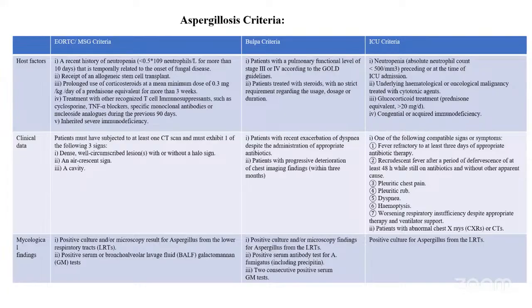In the AspICU criteria, host criteria include neutropenia, underlying hematological or oncological malignancies, steroid treatment, and congenital or acquired immunodeficiency. Clinical data include one of the following: fever refractory to at least 3 days of appropriate antibiotic therapy, recurrent fever after a period of defervescence of at least 48 hours while still on antibiotics and without other cause, pleuritic chest pain, pleuritic rub, dyspnea, hemoptysis, worsening of respiratory efficiency, and a patient with abnormal chest X-rays. And mycological criteria include a positive culture for Aspergillus.